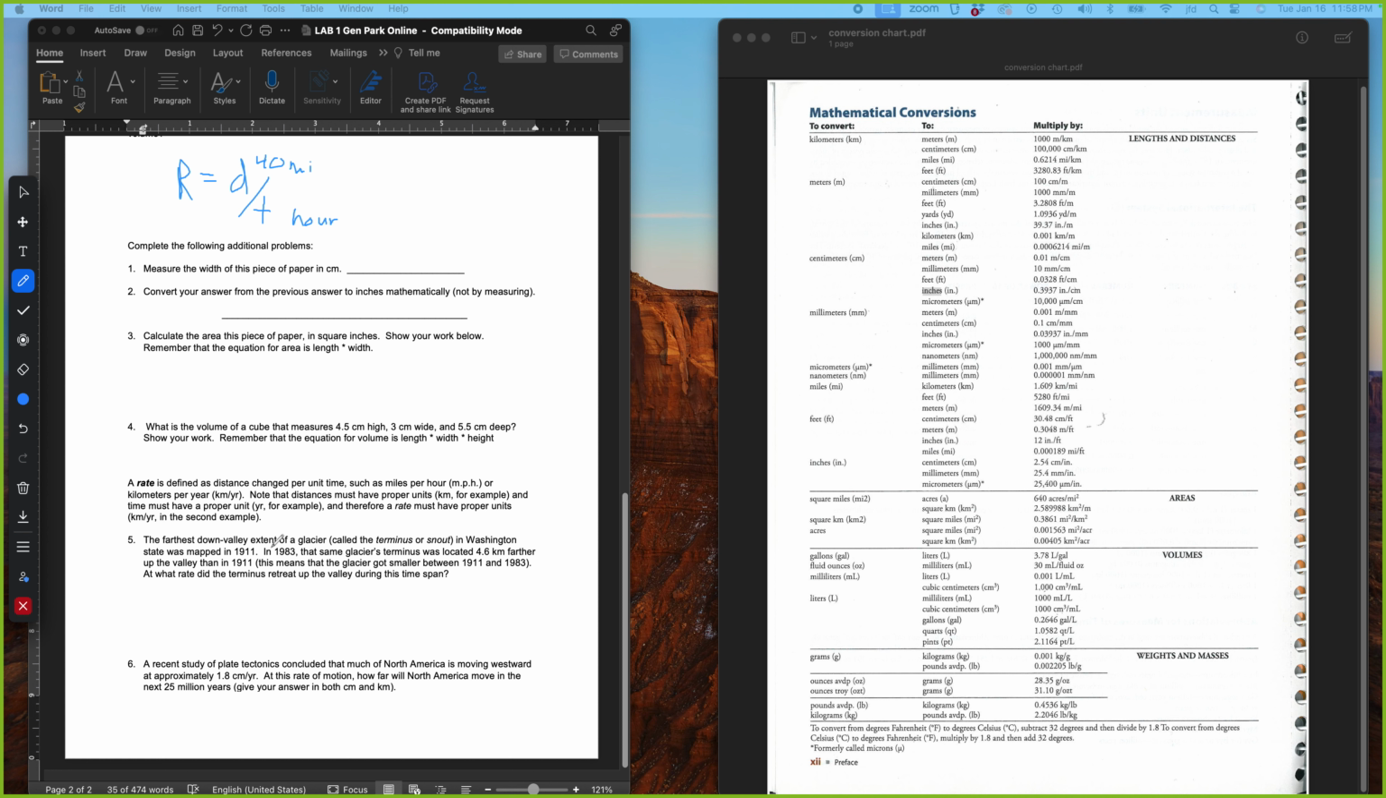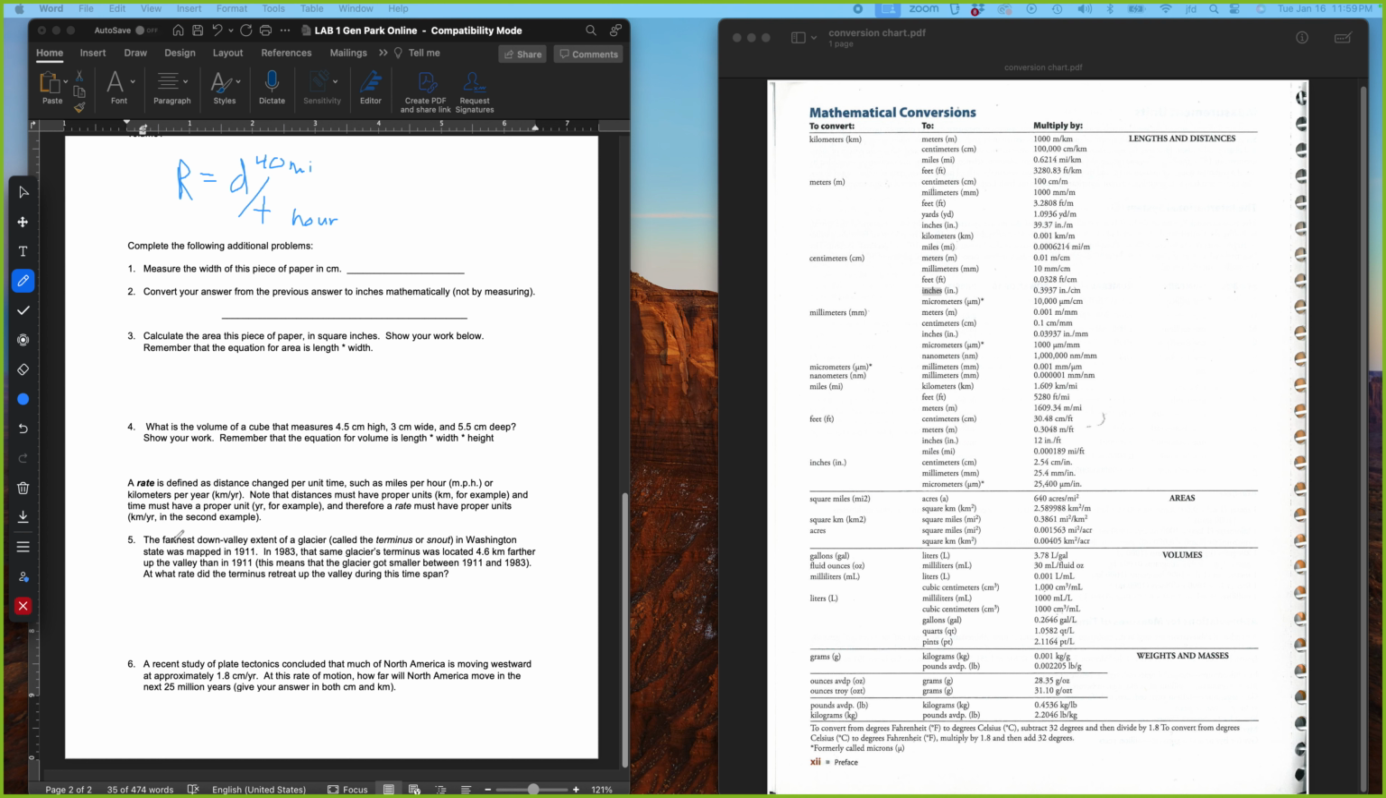The glacier was mapped in 1911. Then in 1983, the same glacier was measured and located 4.6 kilometers further up the valley than in 1911. So the glacier has melted. This is a big concern, and we'll talk more about this as the semester goes. But the glacier has melted, and it's retreated up the valley 4.6 kilometers, so the glacier's gotten smaller. They want to know what is the rate that the glacier retreated up the valley during this time span.